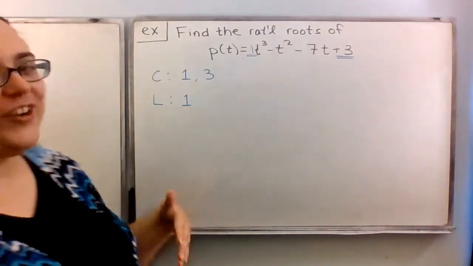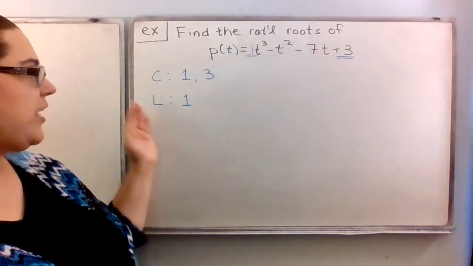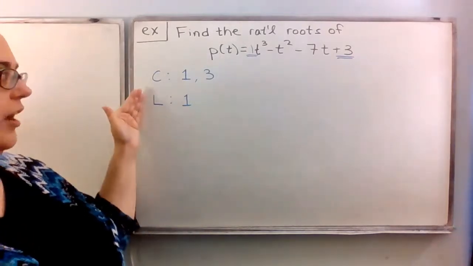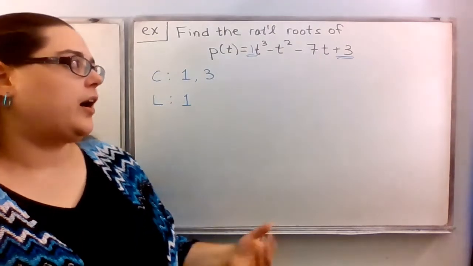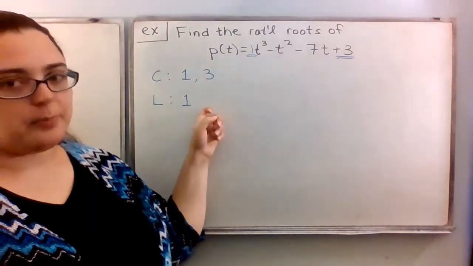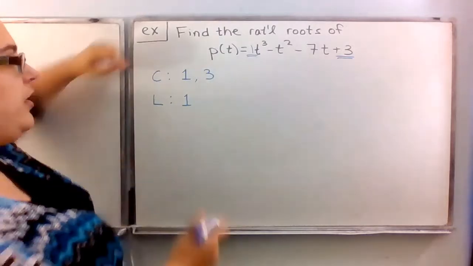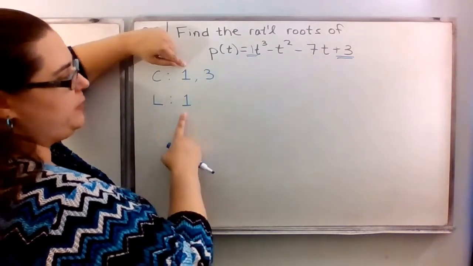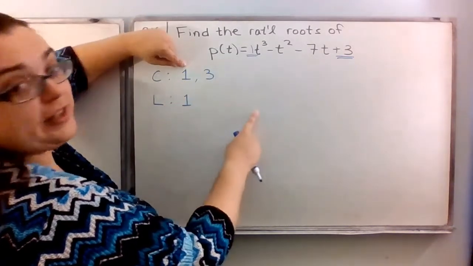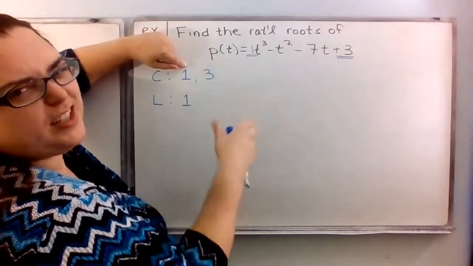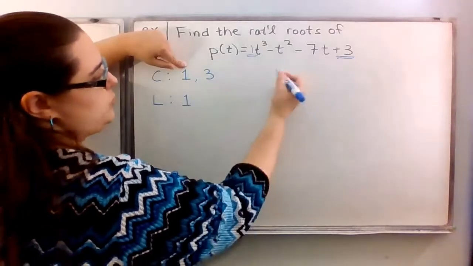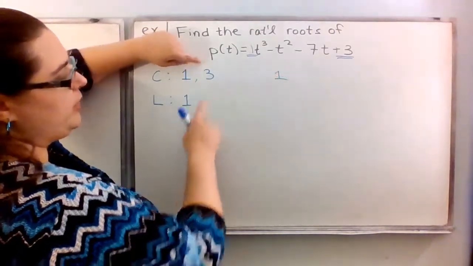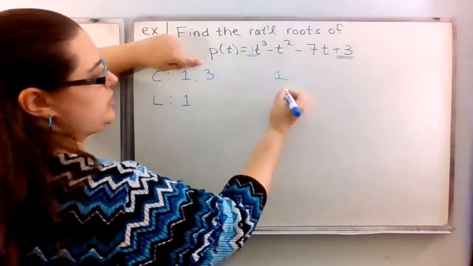So at any rate, now that we found our options for C and for L, we want to find all possible combinations of them where C is a numerator and L is a denominator. I usually like to go with my first one over the denominator, and then however many there are, that'll be my method. We'll see another example where there's more. But right now we've got 1 over 1, which is 1, and then we also have 3 over 1, which is 3.